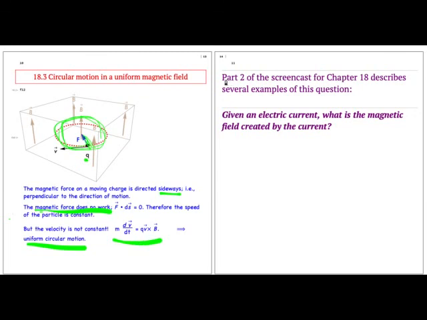Now, there is part 2 of the screencast. Part 2 of the screencast describes something different. It's the answer to this question, or it'll be some examples answering this question. Given an electric current, what's the magnetic field created by that current? We've been talking about the magnetic force. So there we're given a magnetic field. What's the force? Okay, but what created that magnetic field? Well, the answer is an electric current. Well, how does that work? Given an electric current, what's the magnetic field created by the current? So that'll be the subject of part 2 of the screencast.